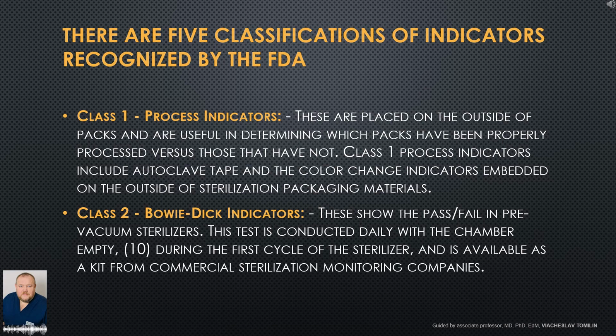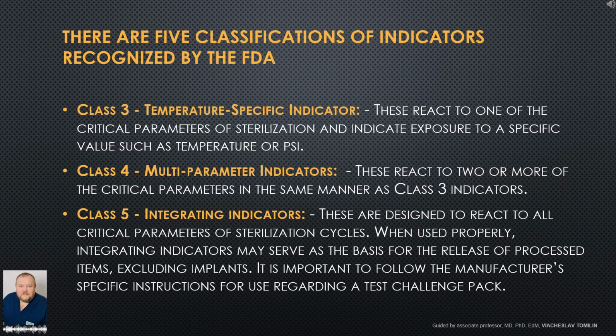Class 2. Bowie-Dick indicators. These show the pass/fail in pre-vacuum sterilizers. This test is conducted daily with the chamber empty, during the first cycle of the sterilizer, and is available as a kit from commercial sterilization monitoring companies. Class 3. Temperature-specific indicator. These react to one of the critical parameters of sterilization and indicate exposure to a specific value such as temperature or psi.